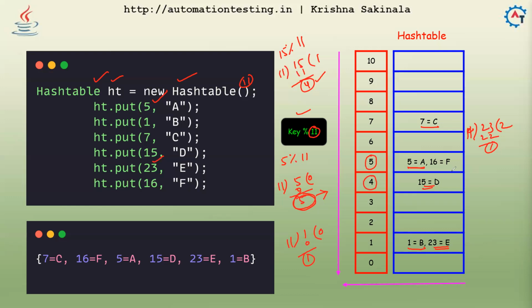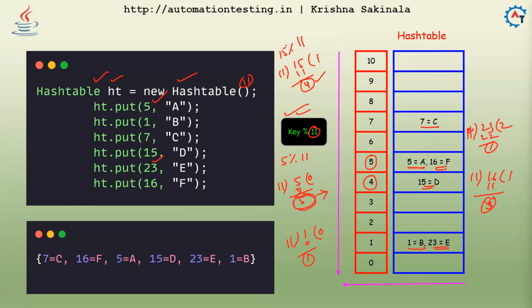Coming to the 16, right? 11 1 ja 11, then it is 4. In the 4th place, sorry, yeah, it is 5, right? 6 minus 1, 5. In the 5th place, 16 is equals to F, right? This is how it will place the values. So it is placed fine according to this logic.